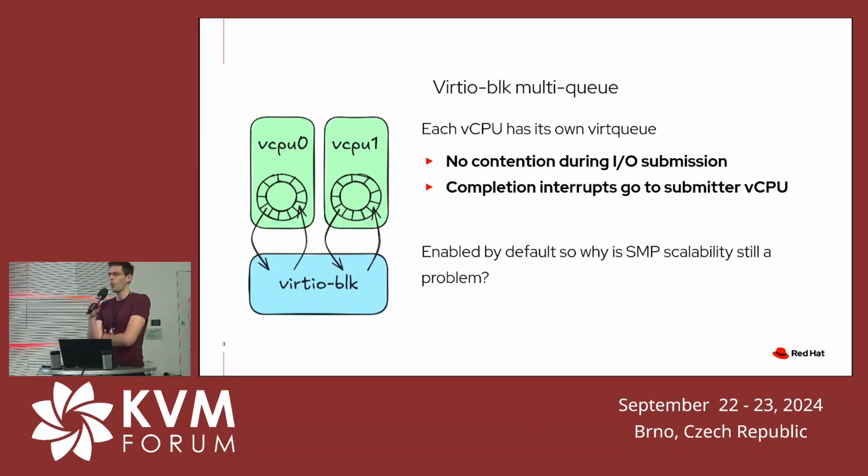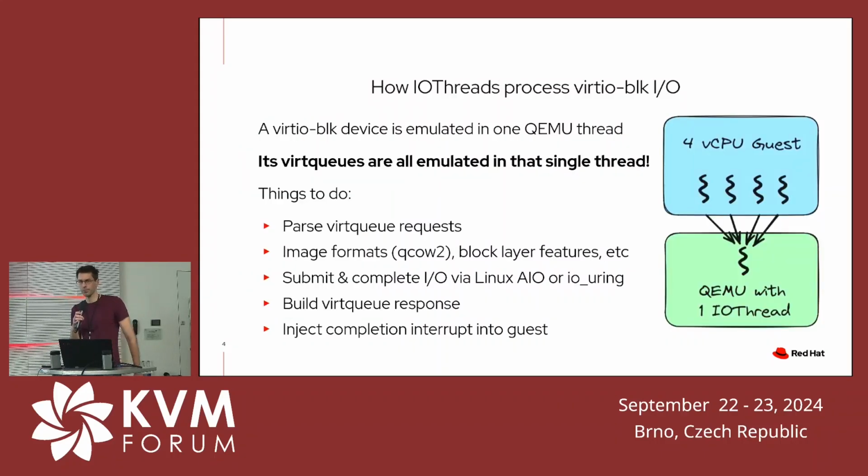So why does SMP performance still suffer, right? So QEMU implements this, it's all there. But why are we still slow when we have big VMs? So let's look into that. The answer is in how QEMU actually processes those virtqueues. The virtio-blk design itself is good, but what's happening in QEMU when we process a virtqueue is that a single thread handles all of the virtqueues for a single virtio-blk device.